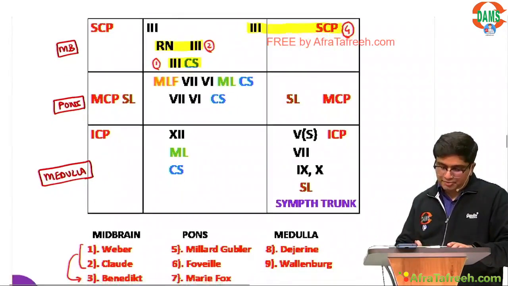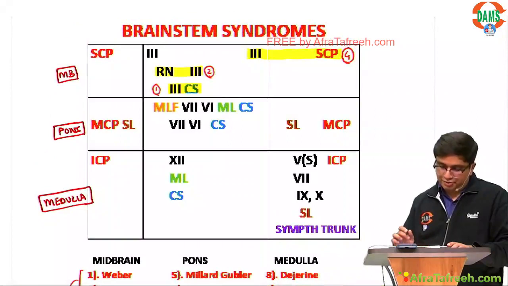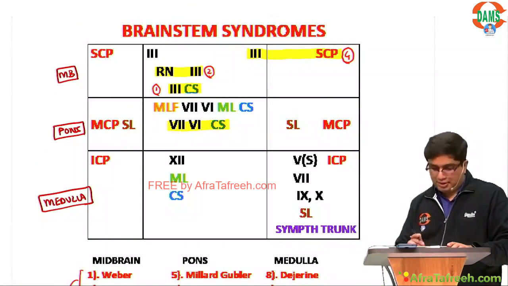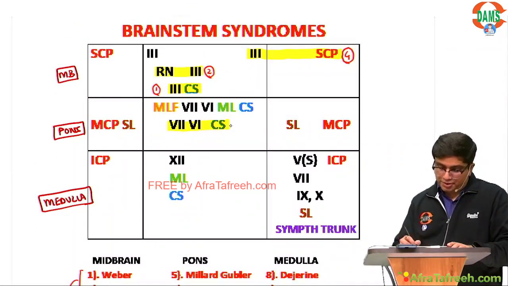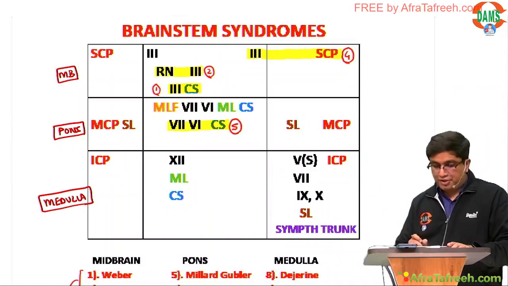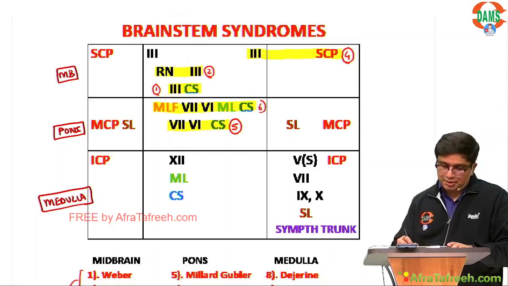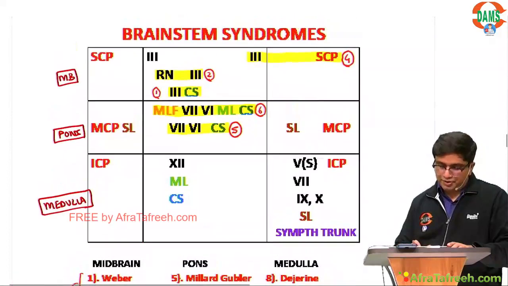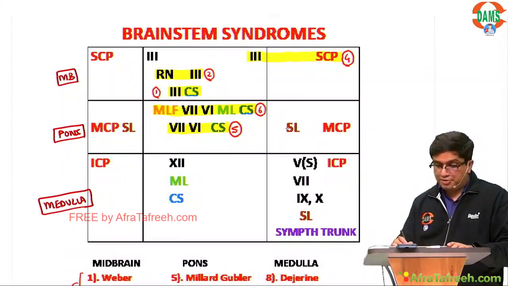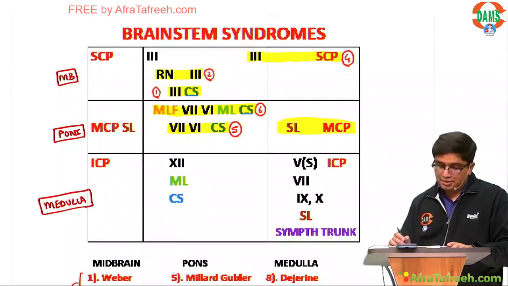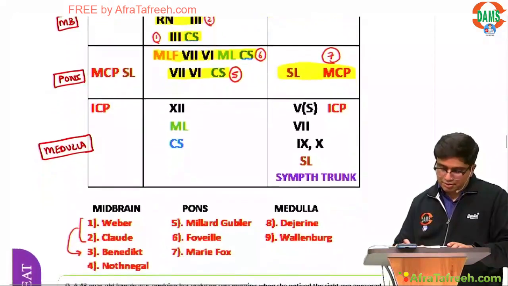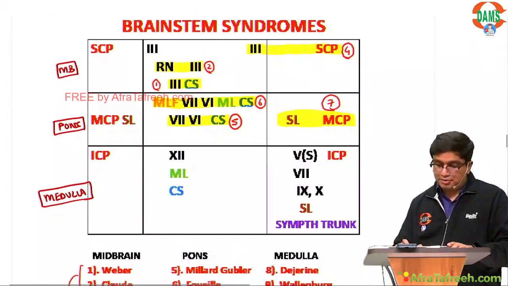Then we have the pontine syndromes. If you have the involvement of the 6th, 7th and the corticospinal, that is the Millard-Gubler syndrome. If you have the involvement of the medial longitudinal fascicle, 6th, 7th, medial lemniscus and corticospinal also, again on the medial aspect, that is number 6, the Foville syndrome. While if you have the involvement of the spinal lemniscus and the middle cerebellar peduncle, that is the Marie-Foix or the lateral pontine syndrome.